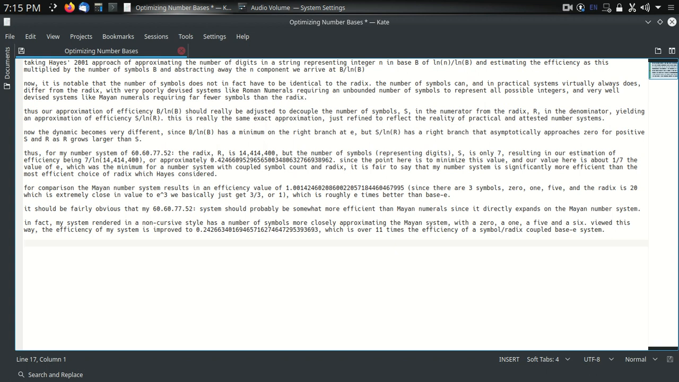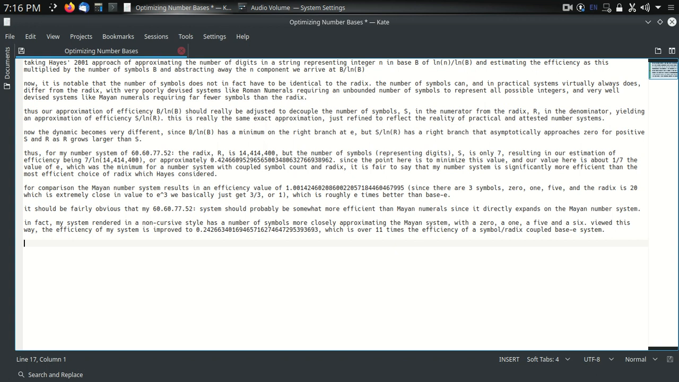Right, so it's approximately 0.4246, 4247. Since the point here is to minimize this value, and our value here is about 1/7 the value of e, which was the minimum for a number system which coupled symbol count and radix, it is fair to say that my number system is significantly more efficient than the most efficient choice of radix which Hayes considered. And this is using Hayes' own logic. Using Hayes' own logic, my number system is massively more efficient than the most efficient one he could find.